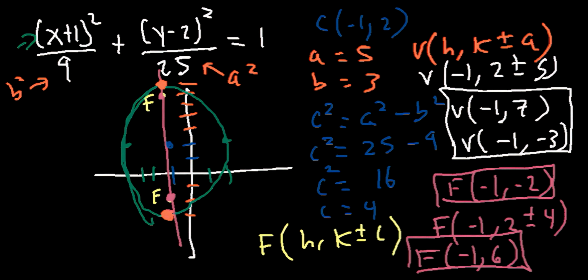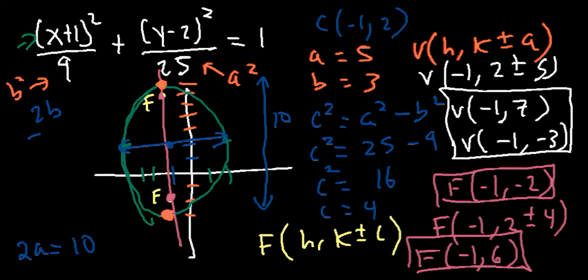So these are the major vertices, which are the endpoints of the major axis. Now keep in mind, the length of the major axis is 2 times the value of a. So in this problem, it's 10. That's the length of the major axis. The length of the minor axis is 2 times the value of b, which is 6.